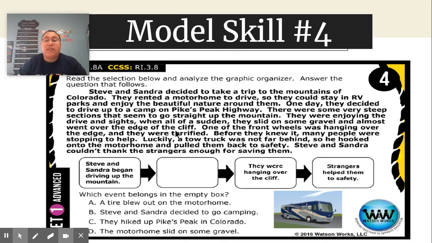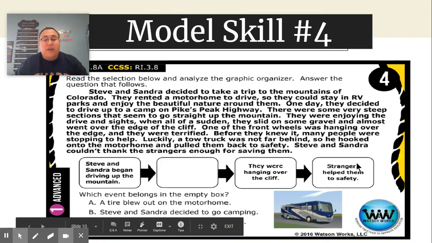The motorhome slid on some gravel. Here it is. It says right here, they were enjoying this drive when all of a sudden they slid on some gravel, and then they were terrified because they were hanging over the edge. So does it come between my event number 1 and event number 3? It sure does. So my answer is D. The motorhome slid on some gravel.